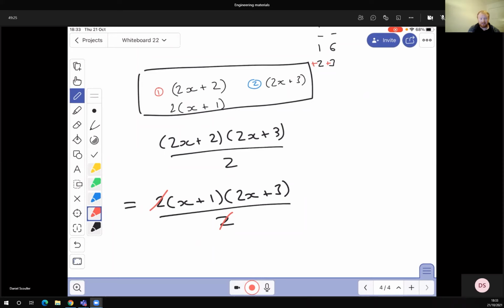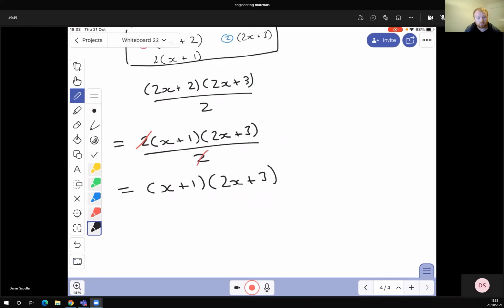This is not easy, it's confusing. Every time I teach it, I need to go back and look at it. So if you're looking at that and getting a wee bit lost, don't worry. Just take a wee bit of time to process it. So those 2's cancel out, and we're left then with a factorised term, x plus 1, 2x plus 3. And that's the final expression.